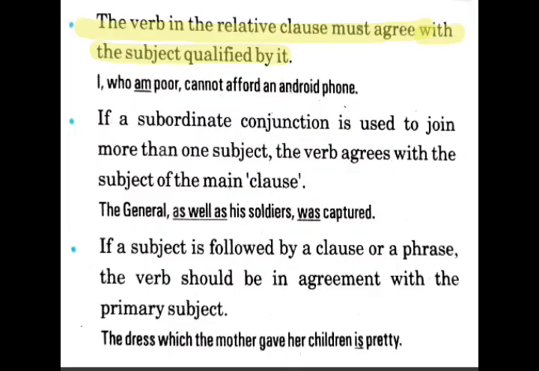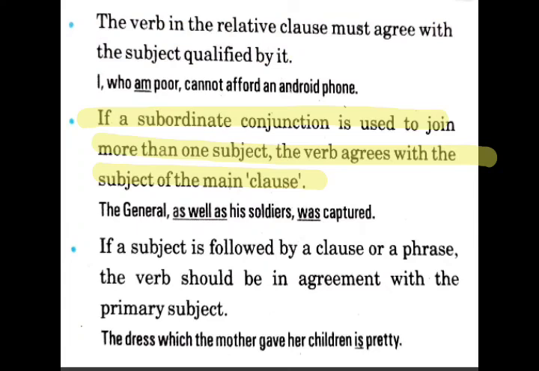The verb in the relative clause must agree with the subject qualifying it. So the verb in the relative clause will agree to the subject. I who am poor. Here who am poor is referring to the subject. It is relative to the subject I. So we are using am. We can say he who is poor. So with he we will use is. Okay. It should agree with the subject.